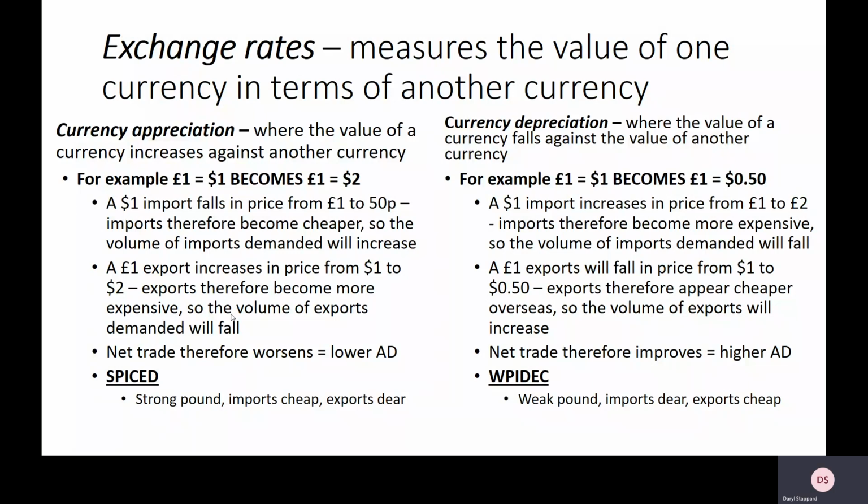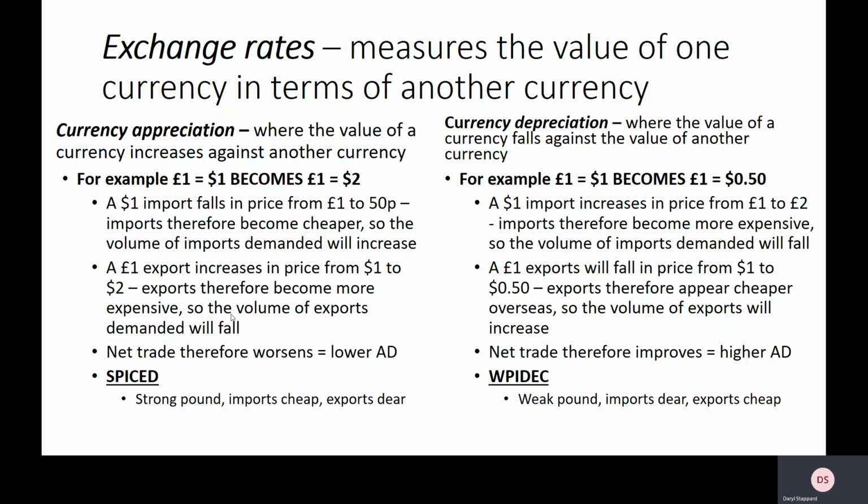This therefore means that if imports become cheaper, we buy more imports. If exports become dearer, we export less. This would worsen our trade performance. So more imports and fewer exports would reduce aggregate demand in our economy.